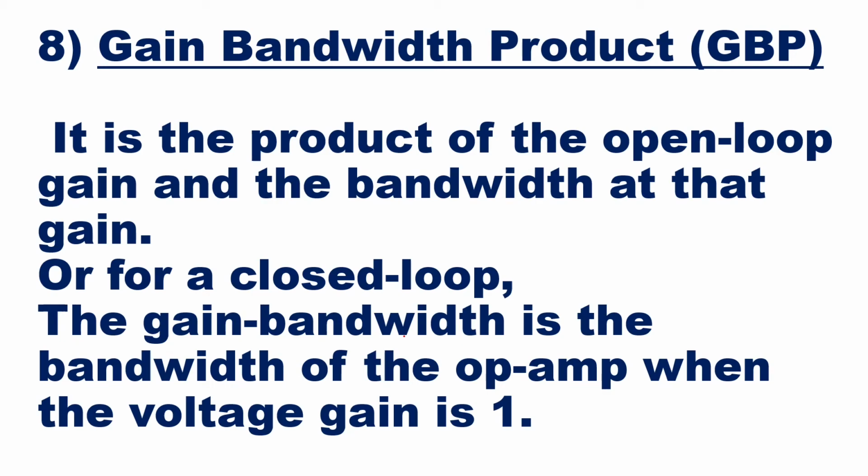Because for a closed loop, you can reduce the gain, and when the voltage gain is 1, whatever bandwidth the op-amp has, whatever its frequency response gives you as a bandwidth when the voltage gain is 1, that bandwidth itself will be called the gain bandwidth.